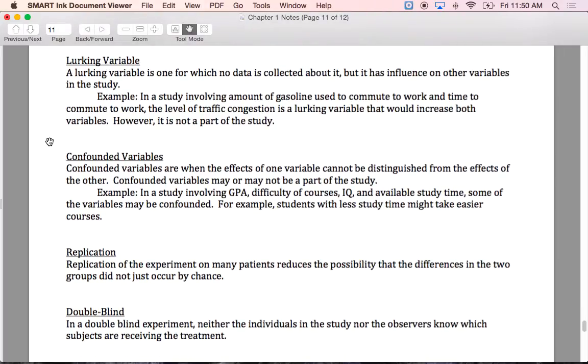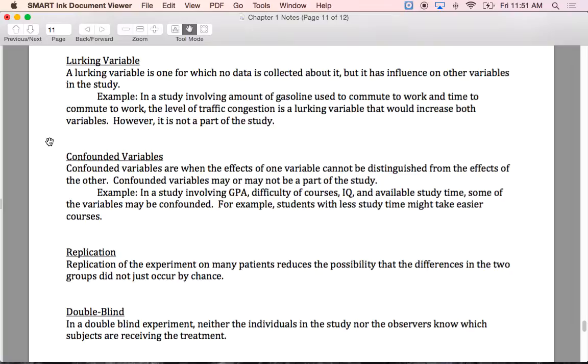A lurking variable is one for which no data is collected about it, but it has influence on other variables in the study. So for example, in a study involving amount of gasoline used to commute to work and time to commute to work, the level of traffic congestion is a lurking variable that would increase both variables. However, it's not a part of the actual study.